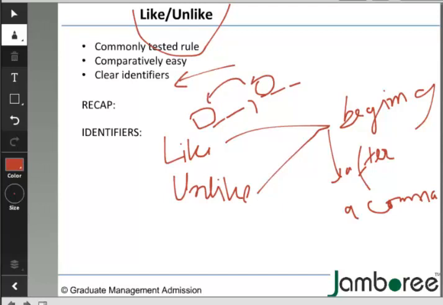Everybody clear about this rule? I'm sure you already knew this. Everybody okay? Any questions? Suminder, can you hear me? Okay, right. So now let's do some questions.